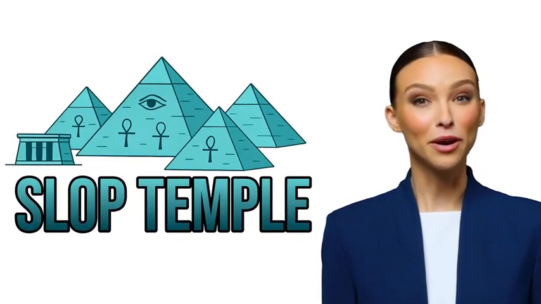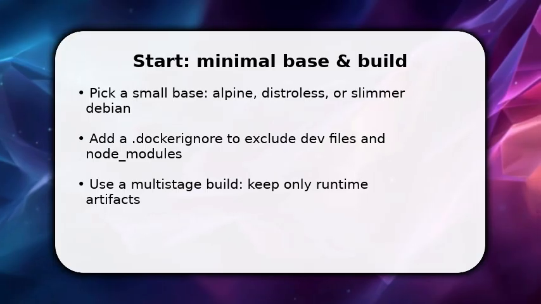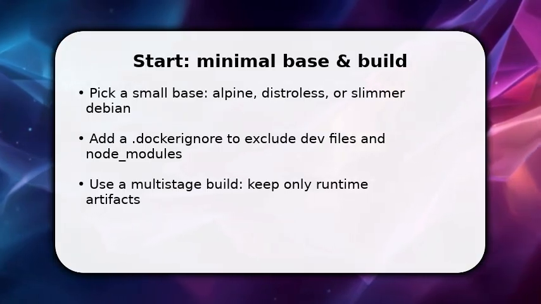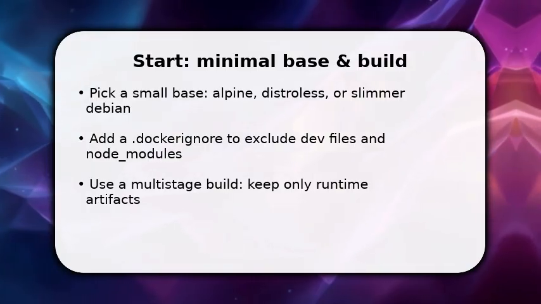We pray this video helps. You begin by choosing a minimal base image to cut bloat at the source. Once chosen, create a Docker ignore so build context uploads exclude large dev folders.